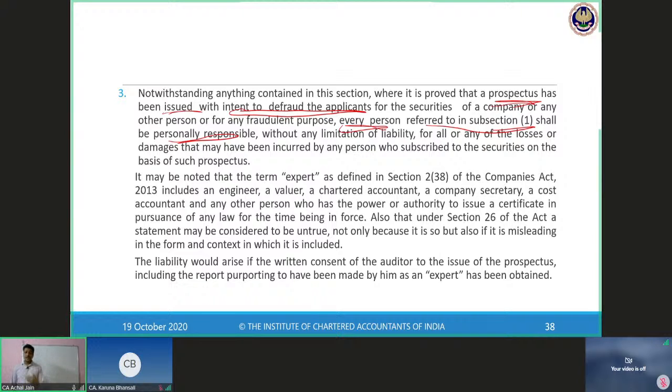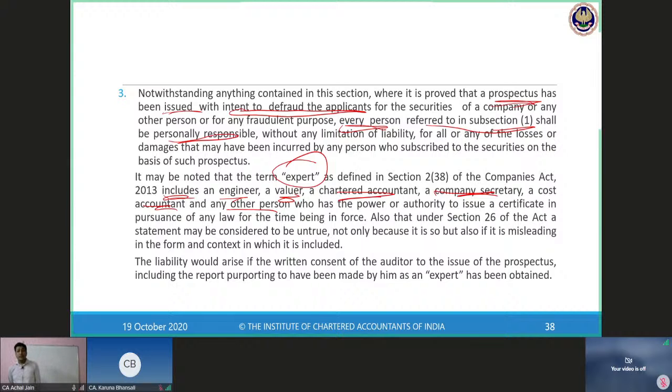Okay. Now in this case, it's important to understand who is an expert. The term expert as per the Companies Act includes engineer, valuer, chartered accountant, company secretary, cost accountant, or any other person who has the power or authority to issue a certificate in pursuance of the law. The liability would arise if, under the law, a statement may be considered to be untrue. Which statement? The statement that we discussed in subsection 2. Not only because it is so, but also if it is misleading in the form and the context in which it is included.